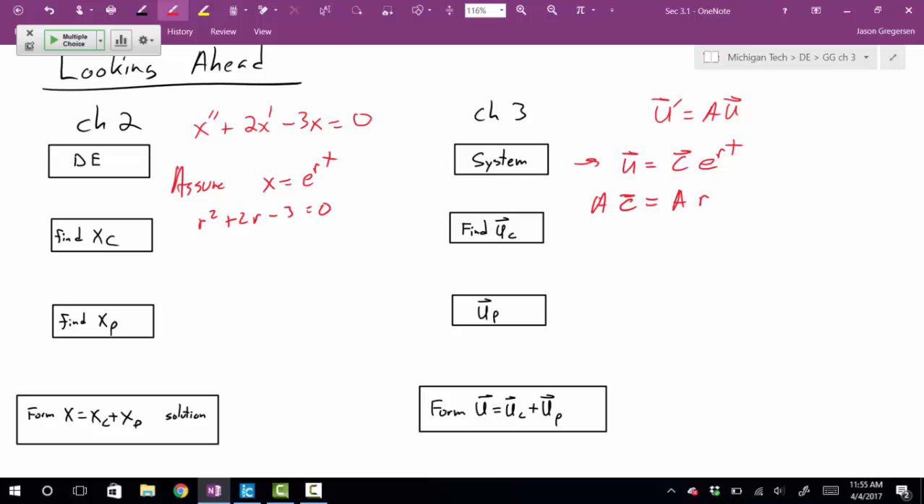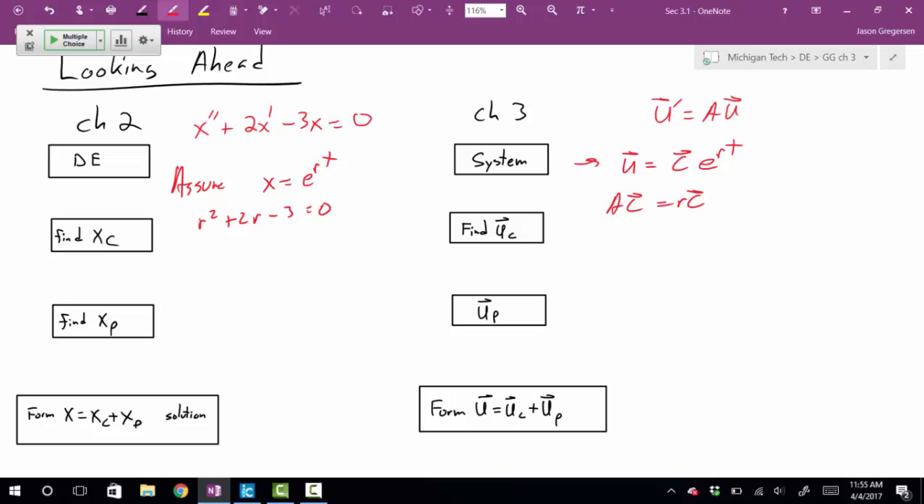r times c. And if you look at that equation, you might have seen that equation before, where you take a matrix times a vector, and it actually gives you the same result as a scalar times a vector. Do you know what equation that is? That is your eigenvalue, eigenvector equation.